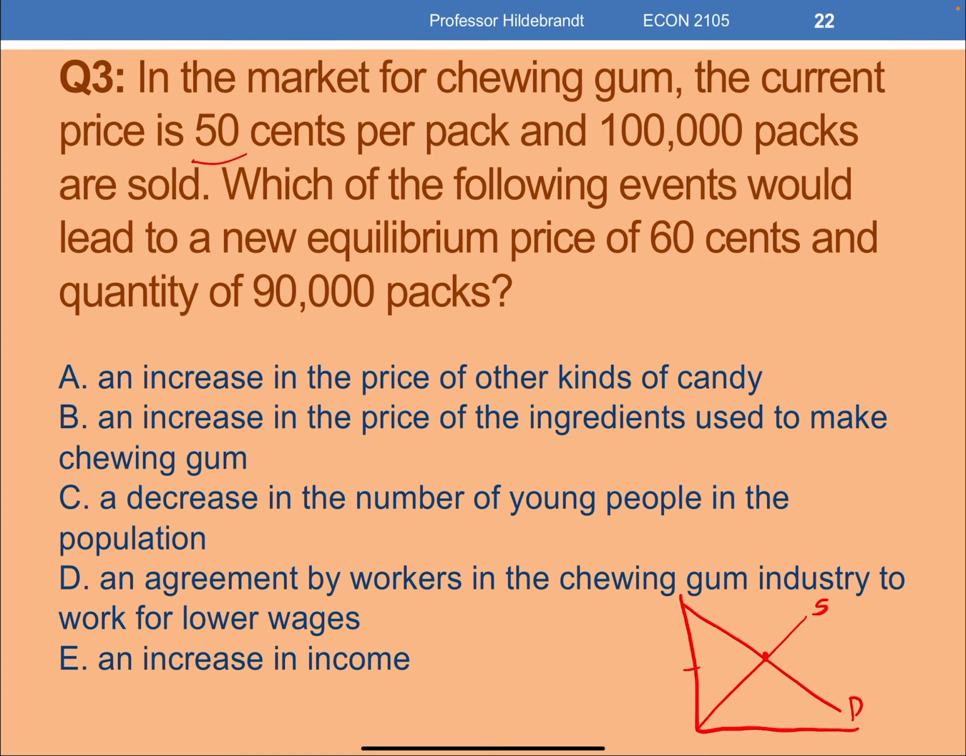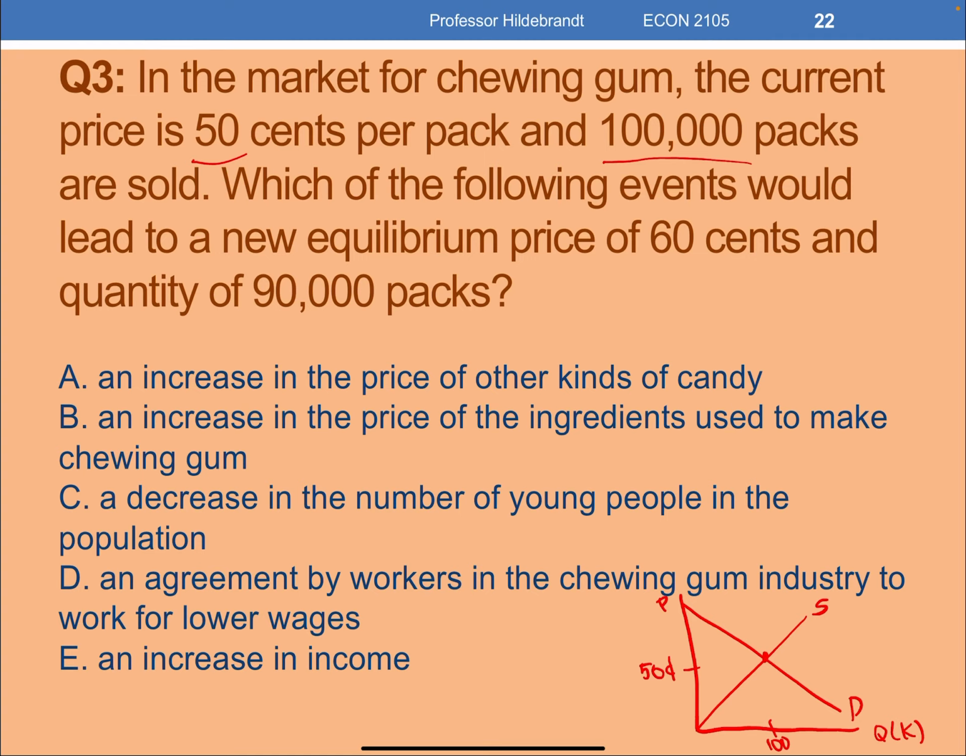Price is 50 cents. Draw it in, 50 cents. Quantity is 100,000. I'm just going to write it as 100, so my quantity is in thousands. That's my current equilibrium. Something happens. One of those factors changes. Which one? We don't know. That's what we're trying to solve.